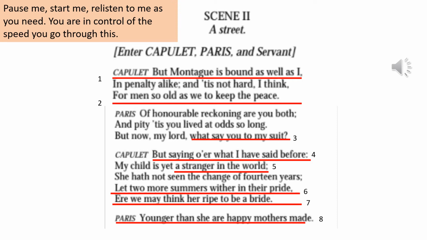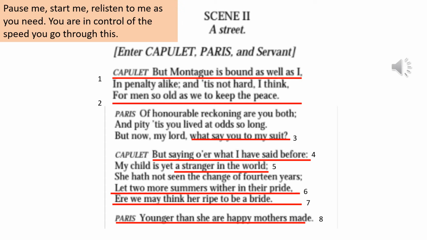It's what it is. His advice to Paris is, let 2 more summers wither in their pride. So basically he said, you're not marrying Juliet yet. So he uses this metaphor of 2 summers withering, so 2 summers passing, 2 summers dying. And when those 2 summers have passed, then we may think her ripe to be a bride. Okay, so in 2 years' time, I think she might be ready to take a husband.